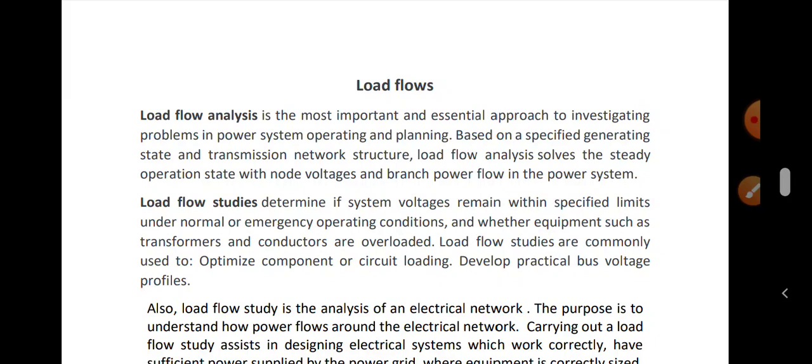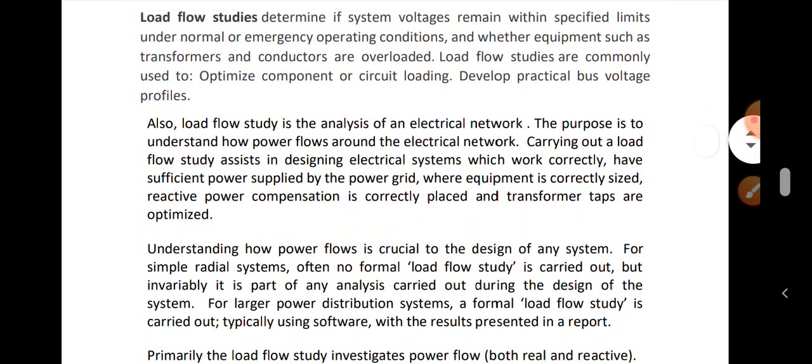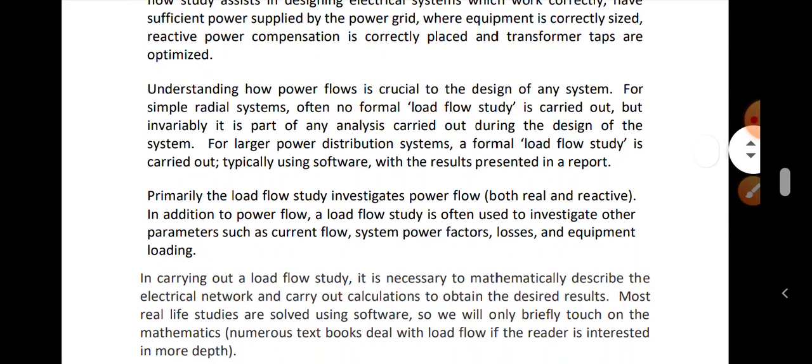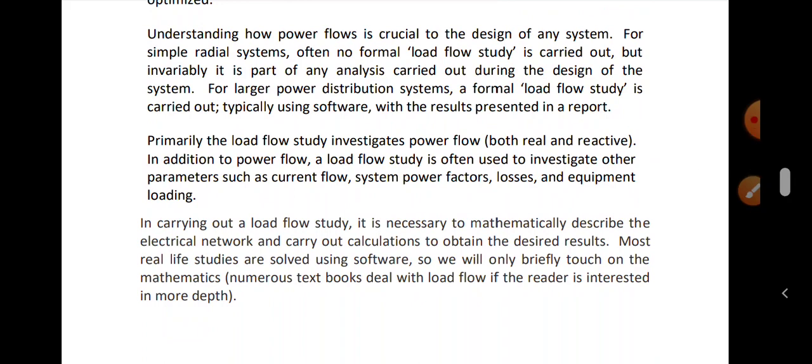Primarily, I must say, the load flow study investigates the real and reactive power flow in the power system network. So all these things are written here, and one more thing I would like to say is that while carrying out a load flow study, it is necessary to mathematically describe the electrical network first and then carry out the calculations to obtain the desired result.